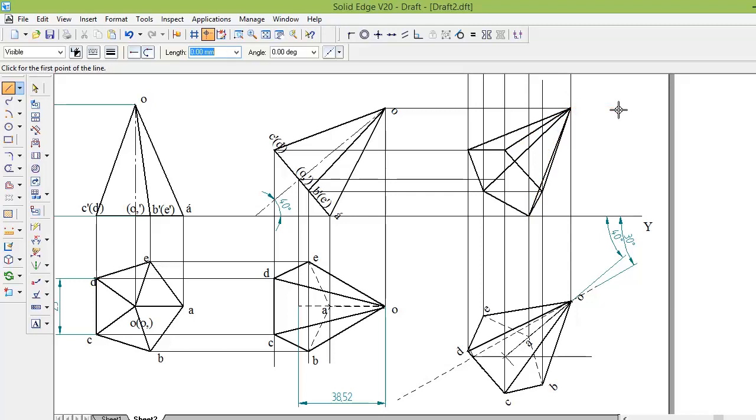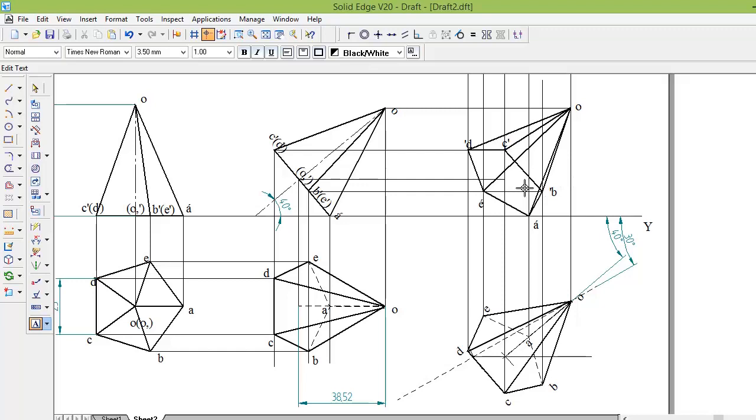In this case, O A dash and O E dash. First I will nomenclature this. I will give the name. It is O. This is B dash, this is A dash, this one is E dash, this one is D dash, and this is C dash.